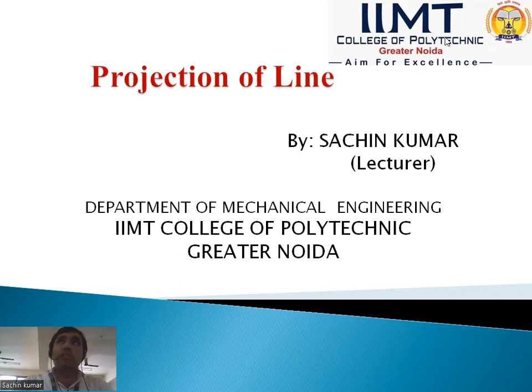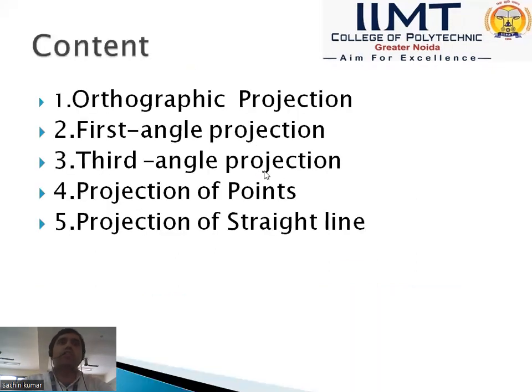In the previous lecture we discussed projection of point, projection of line, and orthographic projection. First, we discussed some basic knowledge from the previous lectures, and then the topic of projection of straight line. We discussed orthographic projection, first angle projection, third angle projection, projection of point and projection of line. Today's topic is projection of line.